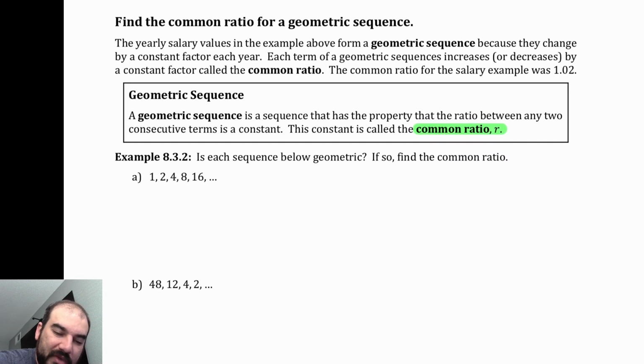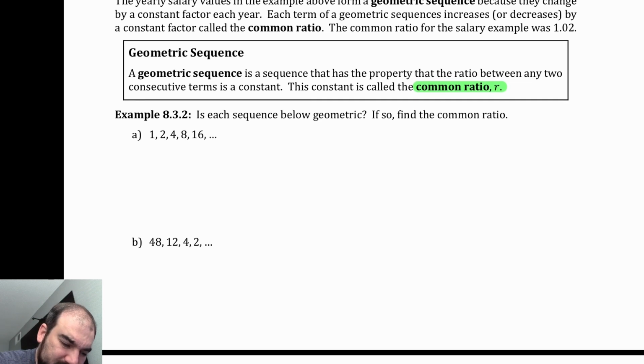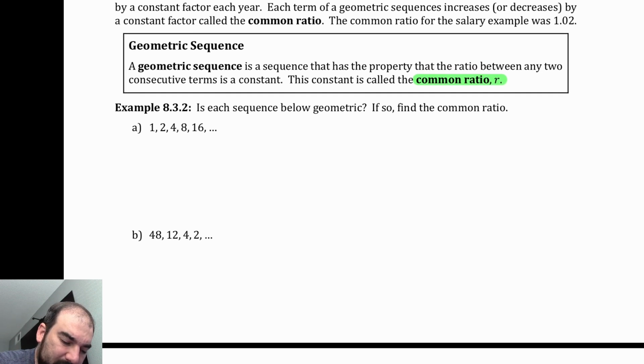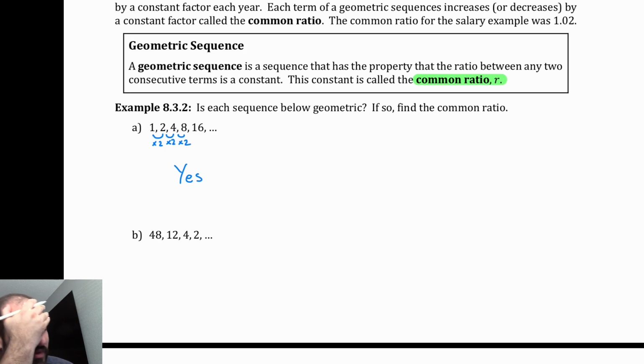So geometric means there's a common ratio that we're multiplying by every time, and we find that common ratio by dividing a term by a previous term. So this first sequence here is geometric, yes, because we're multiplying by 2 to get from one term to the next. This one's easy to tell because I could say, oh, I know I go from 1 to 2 by multiplying by 2, from 2 to 4 by multiplying by 2.